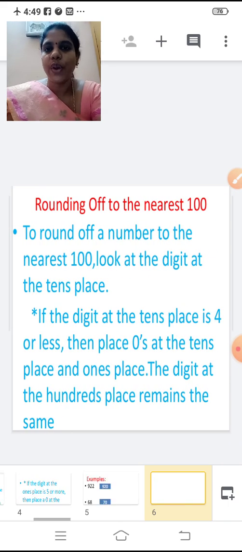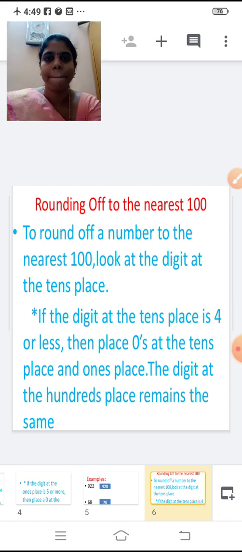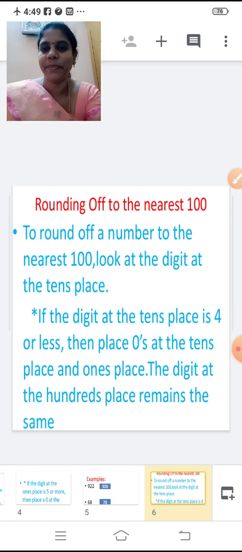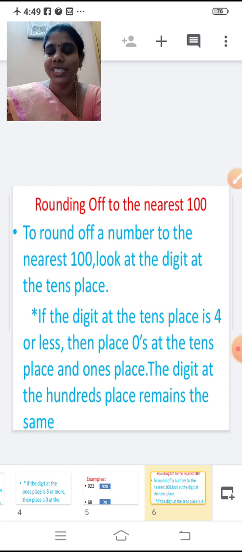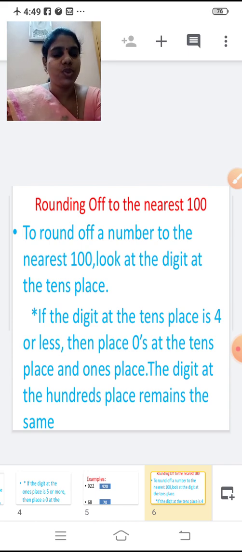Now we'll see rounding off to the nearest 100. To round off a number to the nearest 100, look at the digit at the tens place. So to round off the number to the nearest 10, we have to look at the ones place. Next, to round off the number to the nearest 100, we have to see the digit at the tens place.